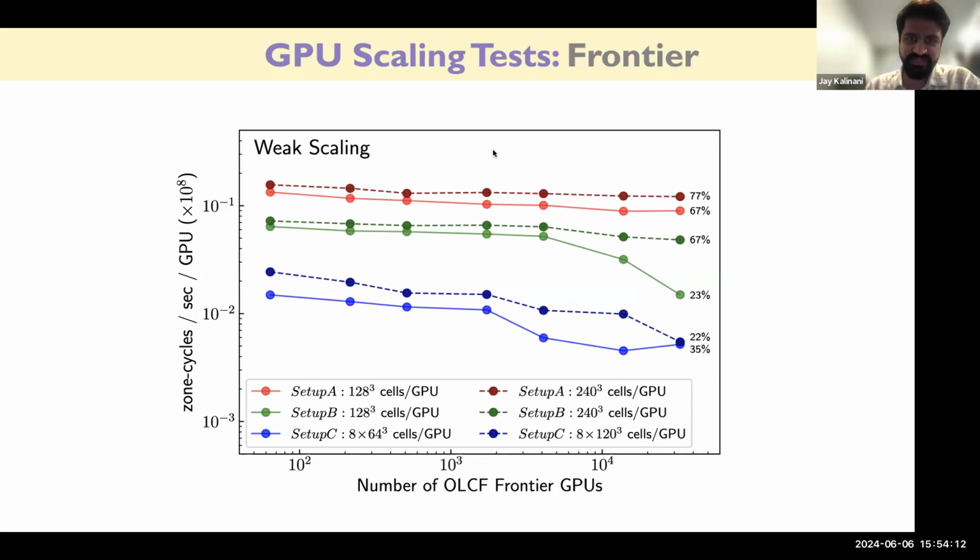The second trend we find is that typically the scaling stays at about 85 to 90% up to about 1,000 GPUs or more, but then it goes down to about 70 to 80% for setup A, 60 to even 23% for setup B that involves spacetime evolution, and about 20 to 30% for setup C, which has AMR. So definitely inter-node communications and synchronizations can lead to this decrease in performance.